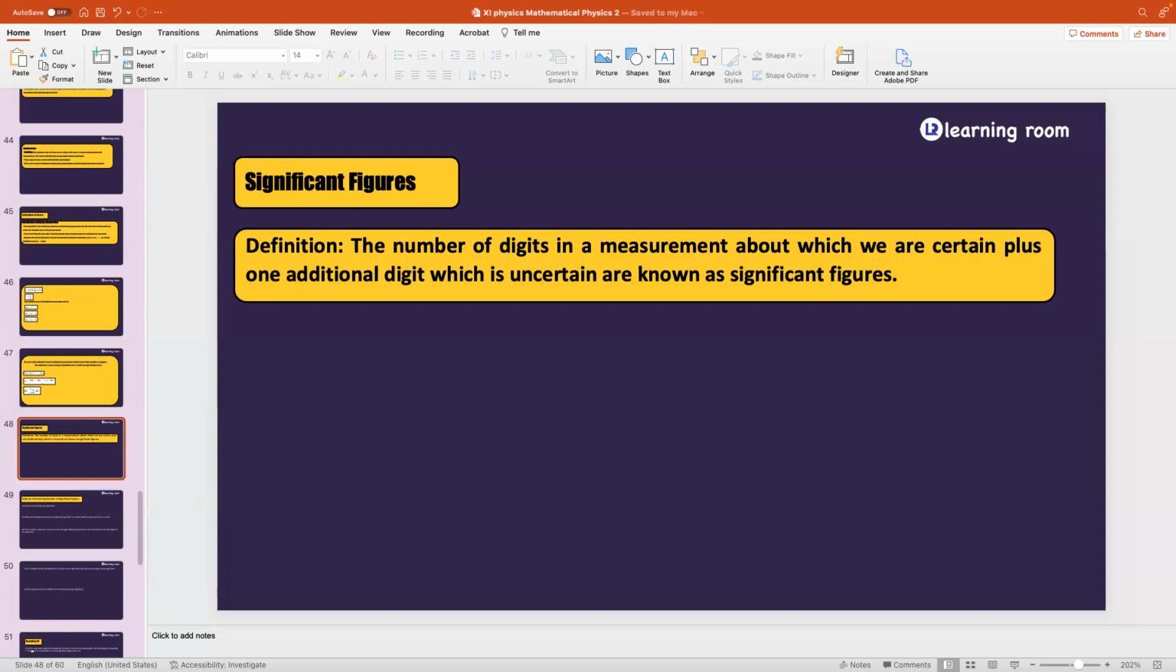Yes, sir. Right. So having said this, we will get started with the next important concept, that is significant figures.